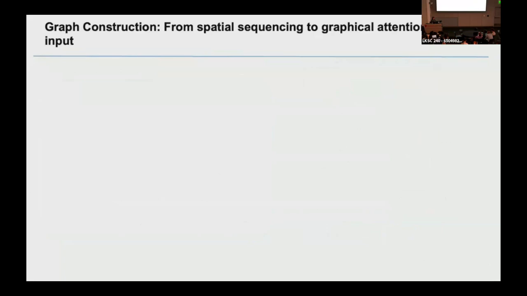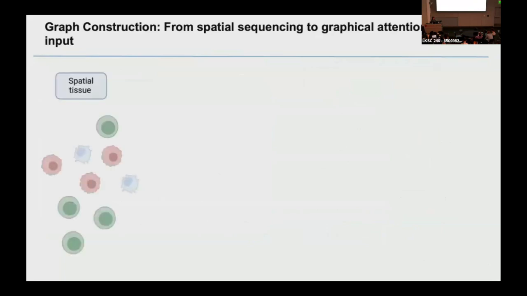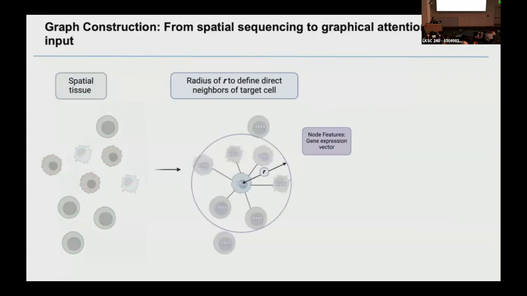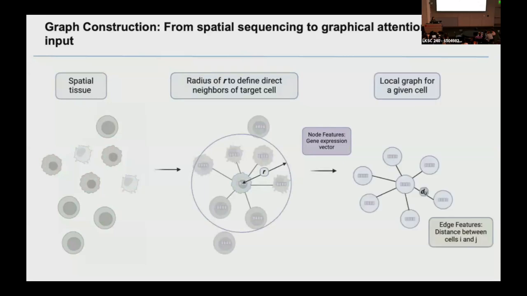The first step in this process is to construct a graph from the spatial data. We start with lots of cells and their XY coordinates. We then define a radius that captures direct neighbors of a cell, where any cells within that radius are connected via an edge. In this graph, each cell becomes a node with its gene expression as its feature space. And for each edge, we calculate the distance between neighboring cells. So in summary, cells are nodes, their feature vectors are the gene expression, edges connect neighboring cells, and the distance values are recorded between these cells.